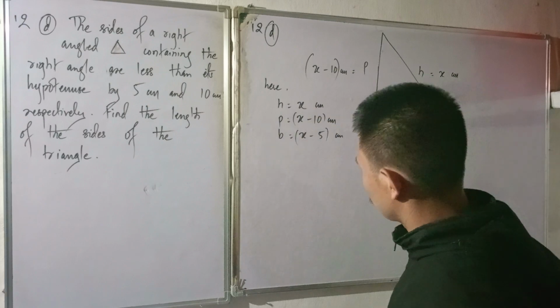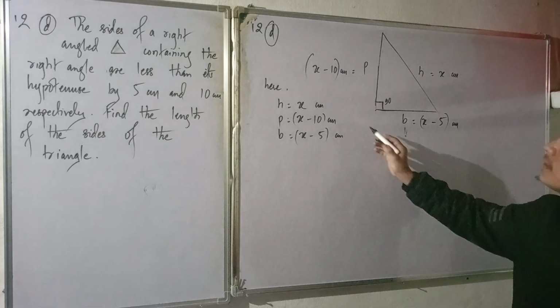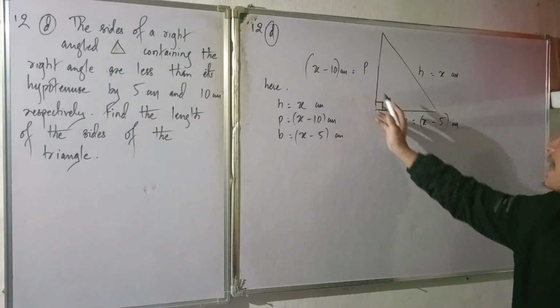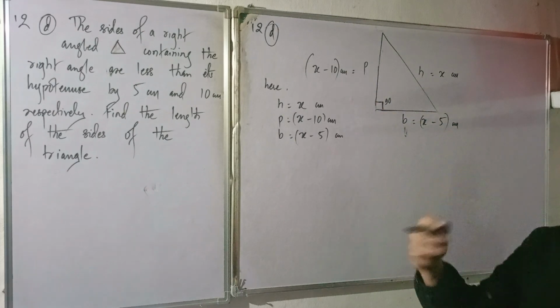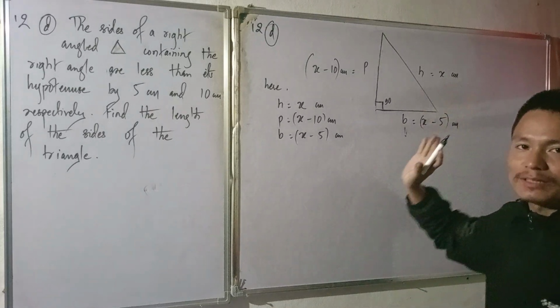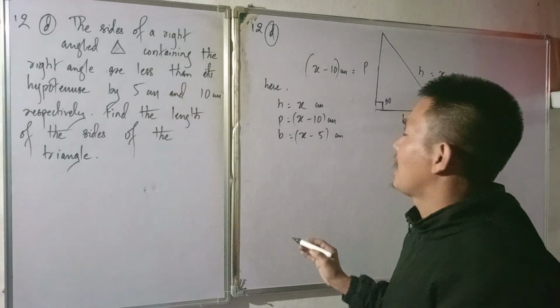Now don't get confused. You can either interchange these places, p and b, interchange the values of p and b. It doesn't matter, the result will be the same, but the hypotenuse must be fixed. That will be x. Okay, now let's move on.